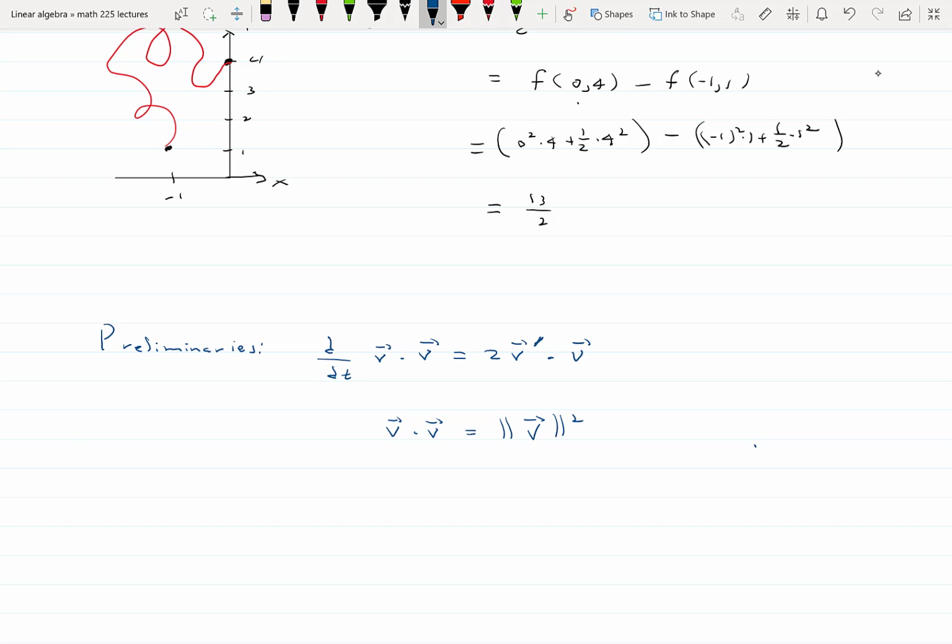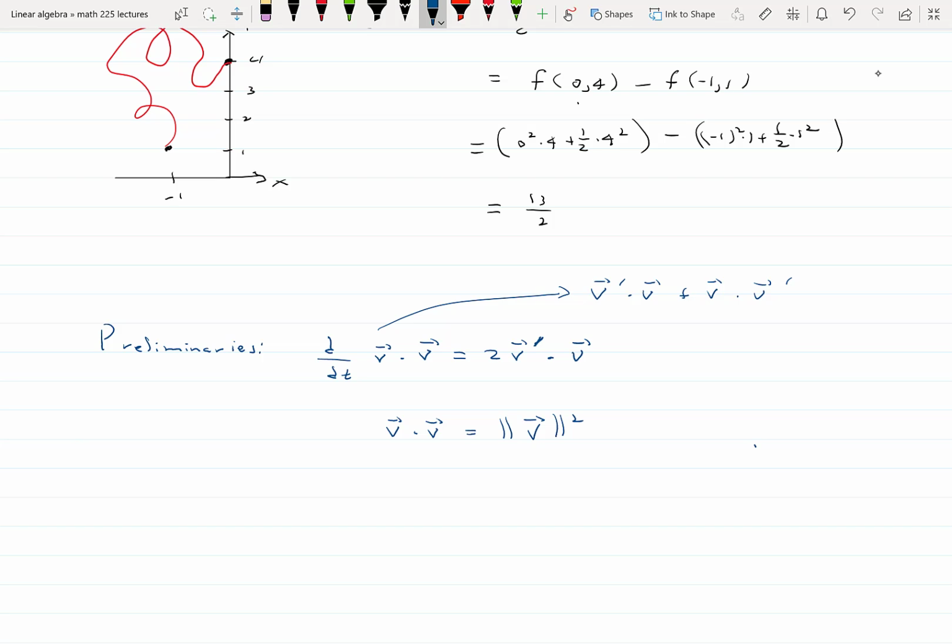the time derivative of v dot v is 2 times v prime dot v. This one's really easy to see. If you use the product rule, you get the derivative of the first dot the second plus the first dot the derivative of the second, and those two things are the same. v prime dot v and v dot v prime are equal, so you get 2 v prime dot v.